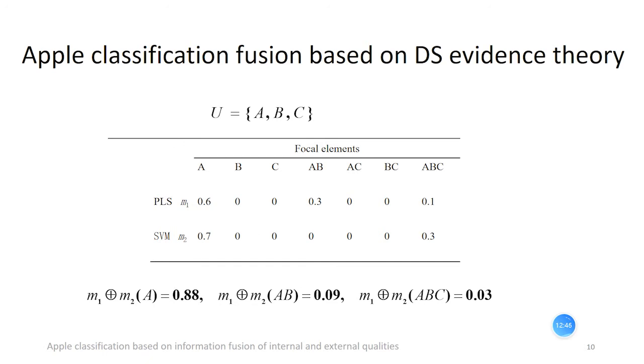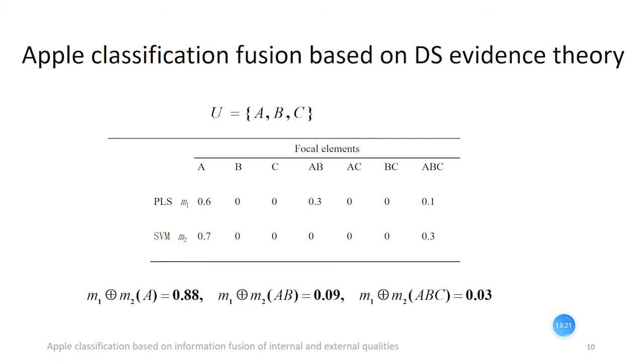This table shows an example of the basic mass assignments of two models. Predictions of these two models were combined with Dempster's rule, with the following result. It can be seen that these two prediction models provide relatively uncertain results. The basic mass assignments for A are 0.6 and 0.7.